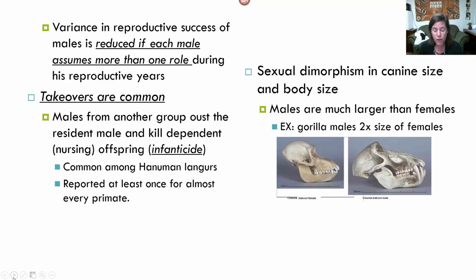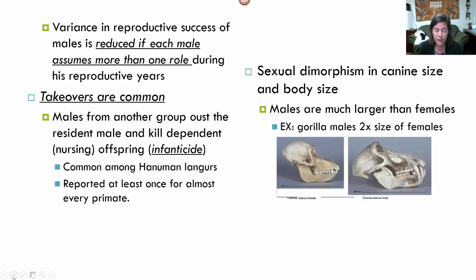One of the things that we've noticed with single male, multi-female groups is that they are characterized by frequent takeovers. Takeovers are events where males from another group, such as an all-male band, oust the resident male. They kill him, often fight him until he's near death, and they often, most importantly, kill any dependent offspring. Killing a dependent offspring, one that is still nursing, is referred to as infanticide because you're killing the infants.